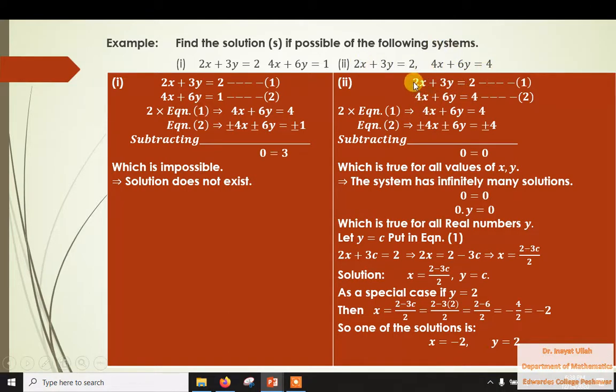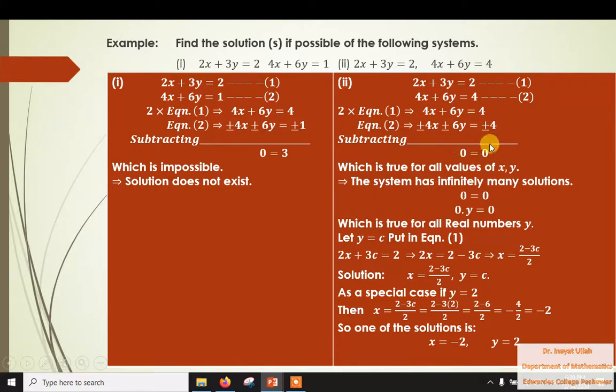Multiplying equation 1 by 2, 2 2s are 4, 2 3s are 6, 2 2s are 4, and writing equation 2 below this equation and subtracting these two, we'll get 0 is equal to 0. So 0 is equal to 0 is possible, and this is true for all values of x and y. Whatever the value of x is here, whatever the value of y is here, this equality holds.